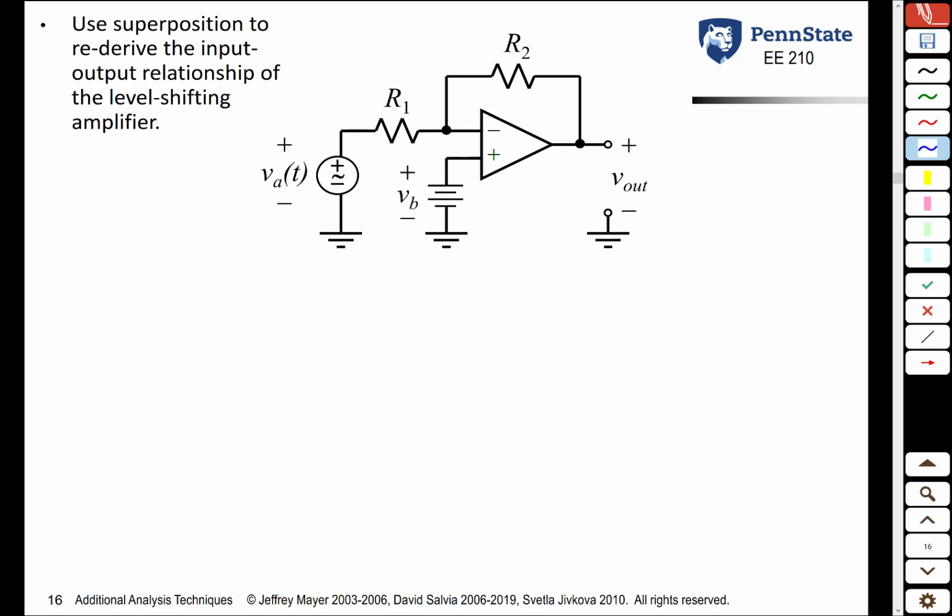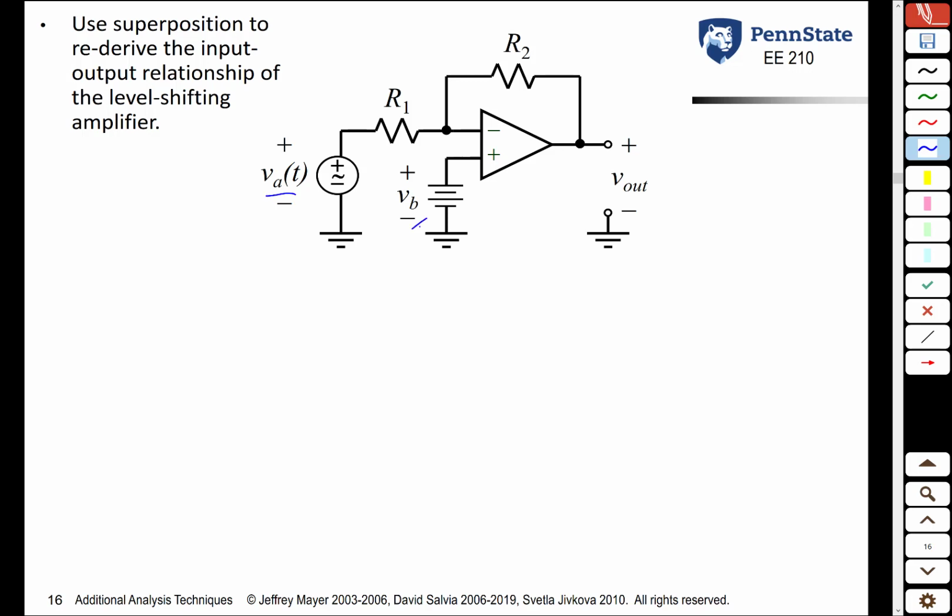We'll do one more superposition example. This is an example with an op-amp, and we're going to see the superposition is particularly useful with op-amps because it allows us to take more complicated op-amp circuits and often break them down into some of the simplest op-amp forms. This is the level shifting amplifier, so there's a voltage VA and then another DC offset VB.